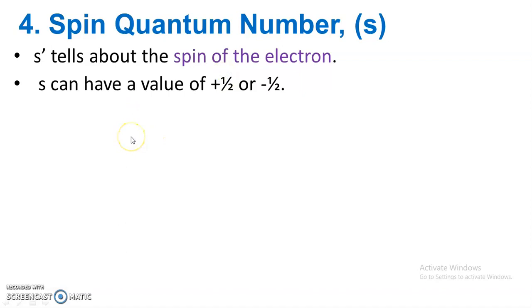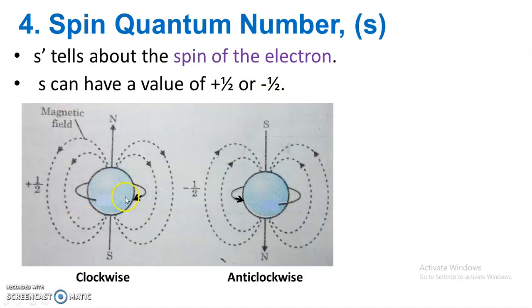Now when an electron spins around its own axis in the clockwise direction, then the s value will be plus half, and when it spins in the anti-clockwise direction, then s is equal to minus half. So here you can see when an electron spins in the clockwise direction, it is represented by an arrow pointing up, and for this electron s is equal to plus half. When an electron spins in the anti-clockwise direction, it is represented by an arrow pointing down, and for this electron s is equal to minus half. This is the spin quantum number.